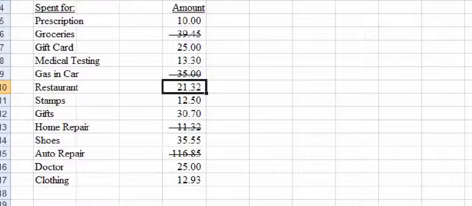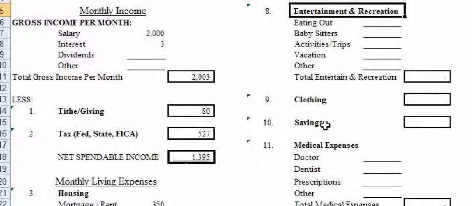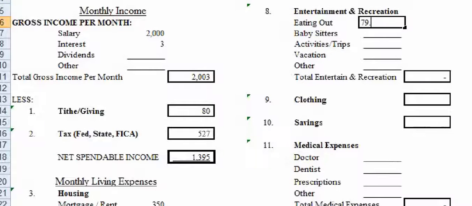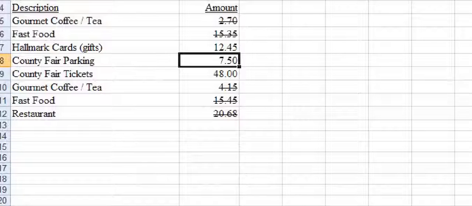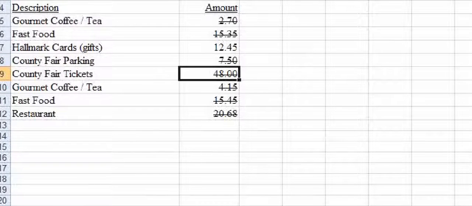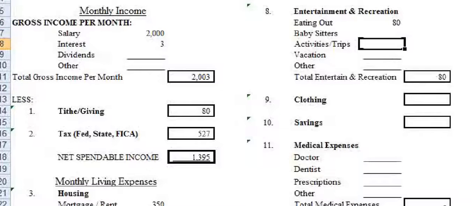On the credit card list, there's 1 restaurant entry. The total comes to $79.65, and that is entered on the blank form next to eating out. Back on the cash list, there are 2 entries for county fair. Those total $55.50, and that number is entered next to activity and trips. The entertainment recreation category now totals $135.